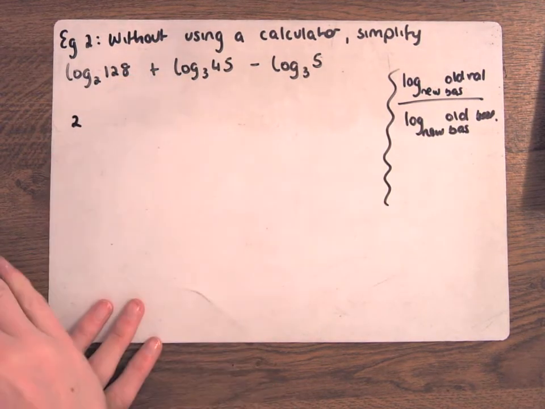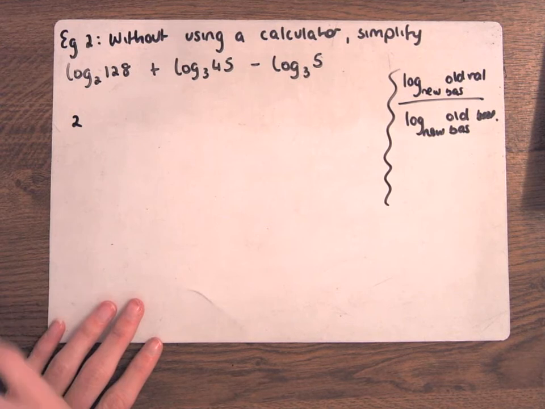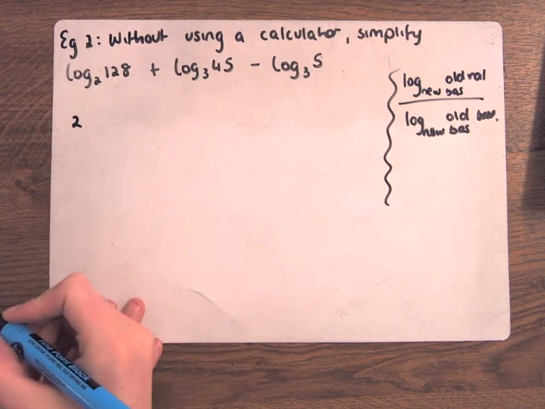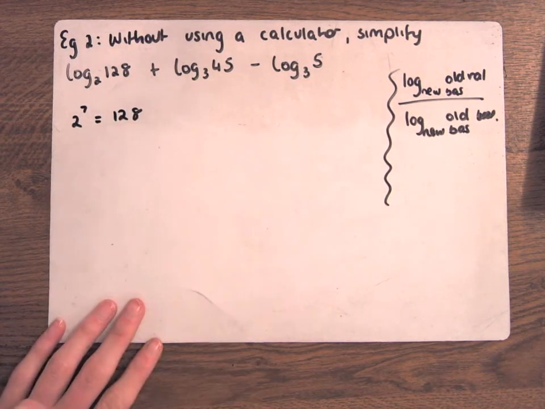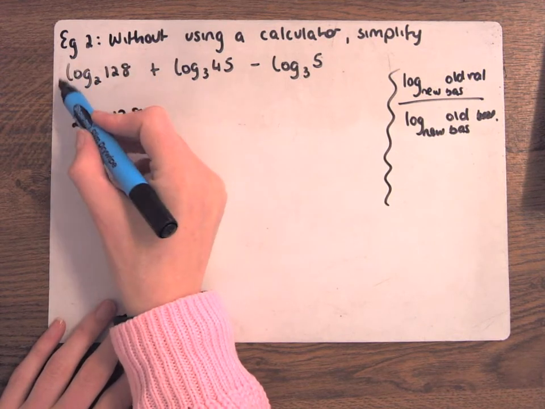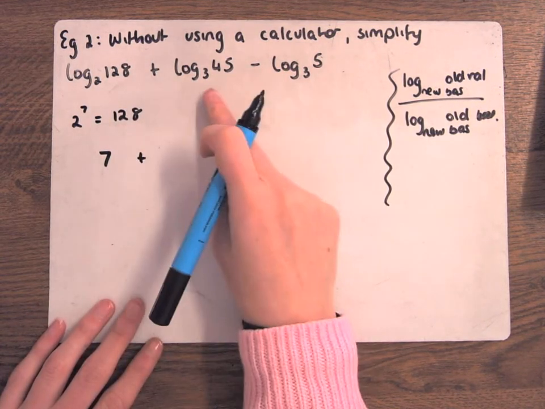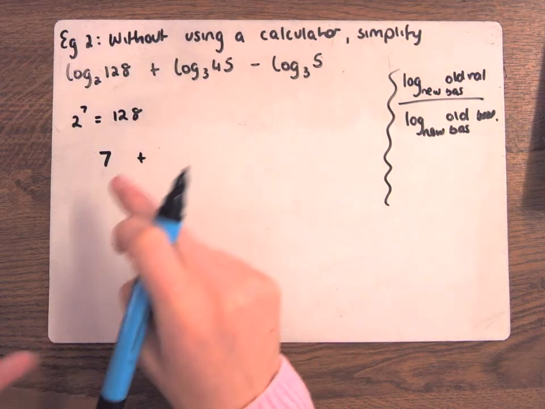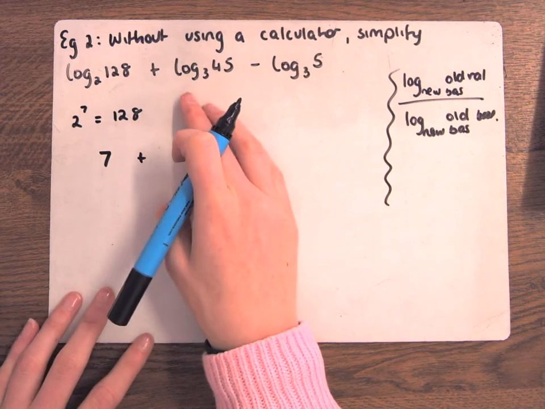What's 2 to the power of 5? You know this. 2 to the power of 5 is 32. 2 to the power of 6 is 64. 2 to the power of 7 is 128. So 2 to the power of 7 is 128. So what's the answer to this? 7. Very good. 7 is my answer to that. It's never going to come up like this. We'll have x's in there.